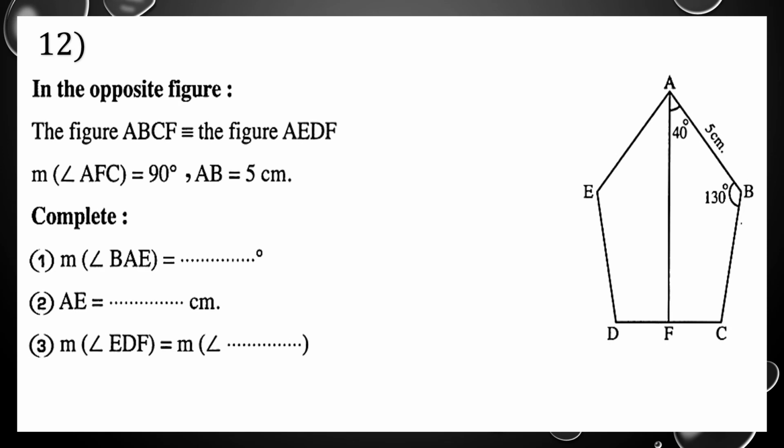In the opposite figure, ABCF is congruent to the figure AEDF. Measure of angle AFC equals 90 degrees, AB equals 5 centimeters. Complete number 1. Measure of angle BAE. Don't forget, the two polygons are congruent, so all sides in the first polygon are equal in length to those in the second polygon. All angles are equal in measure in the two polygons. Okay, so here, the measure of angle BAE.